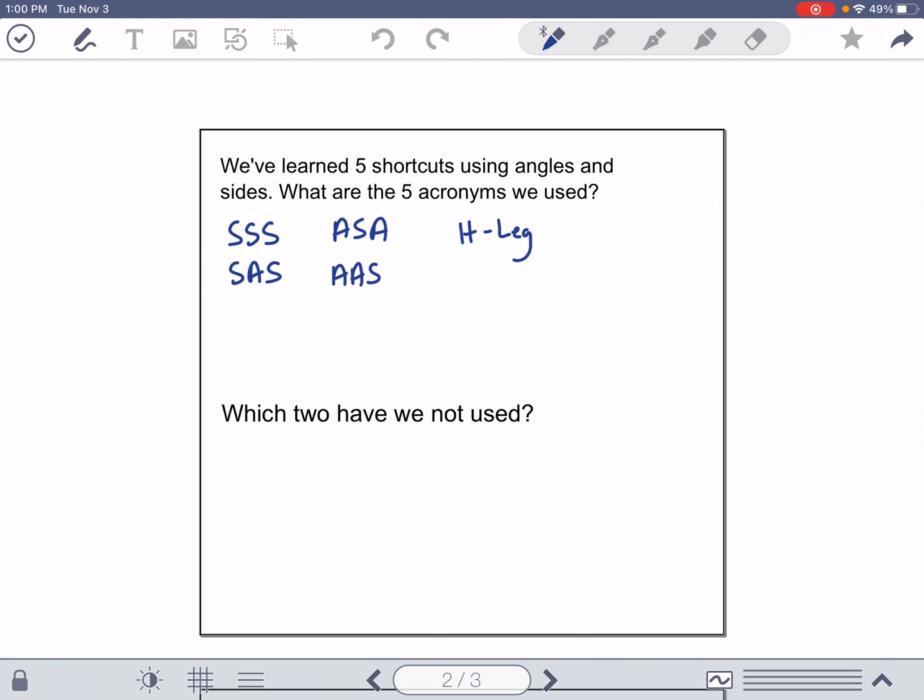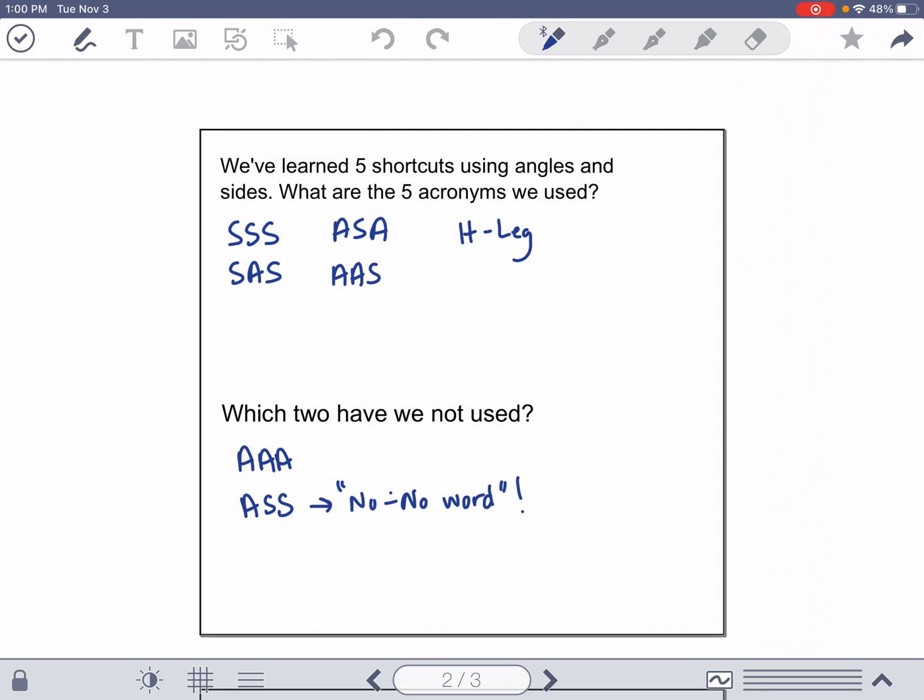So what were 2 shortcuts that you may have thought of, but we didn't use? All right, angle, angle, angle is one of them. And then angle, side, side is another one. And if you see that, that is a no-no word. You are absolutely right.